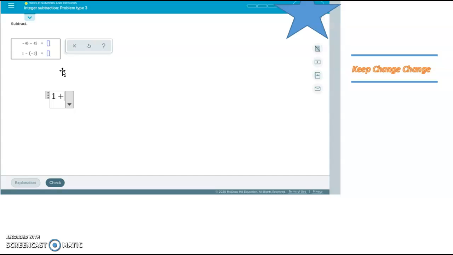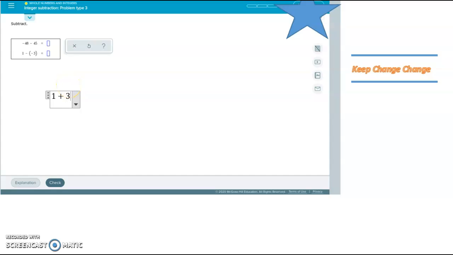Okay, so the next number is a negative 3. How are we going to change that? We will change that into a positive 3. Because it's a positive, like I said, we don't have to write positive 3. Since 1 we know is a positive with a hidden positive sign, we can just write 3, which will also have a hidden positive sign in front of it. So it's just going to be 1 plus 3.